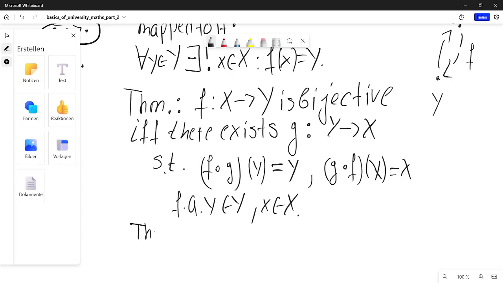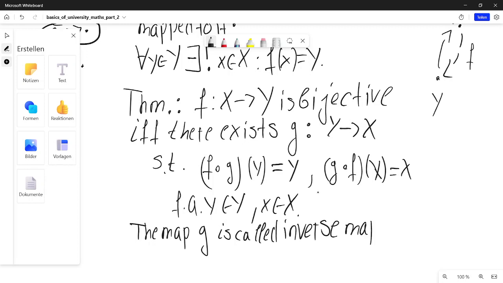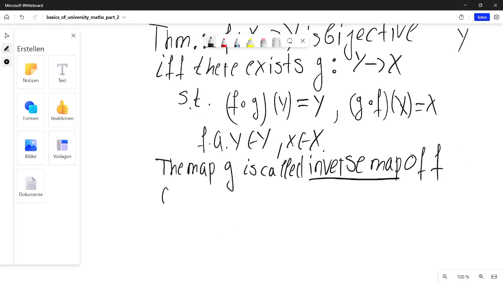The map G is called the inverse map of F. Inverse because we kind of invert the action of F, right? And F is called invertible, and bijective. Because of that, it is also called invertible.